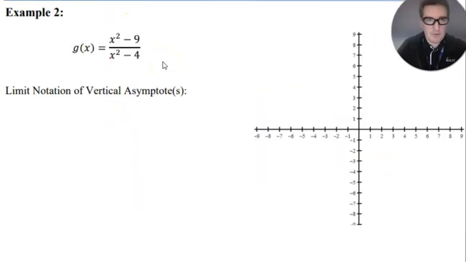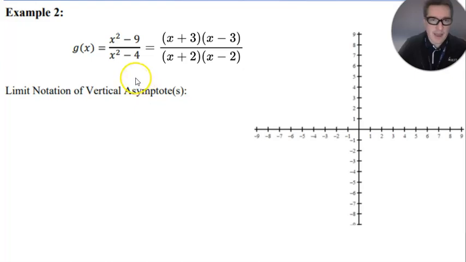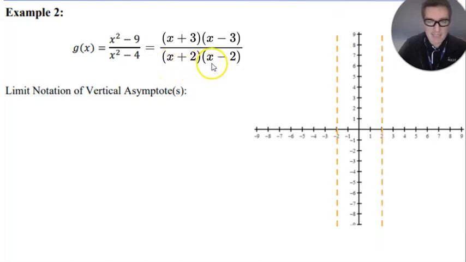Let's do another example. We have a difference of squares in the numerator and a difference of squares in the denominator that's easily factored as such. The goal of the question is to do the limit notation of the vertical asymptotes. Well, looking at this expression, nothing cancels out, therefore there are no holes, and everything in my denominator tells me where the asymptotes are. I'm going to have an asymptote at x equals -2, and I'm going to have an asymptote at x equals 2.